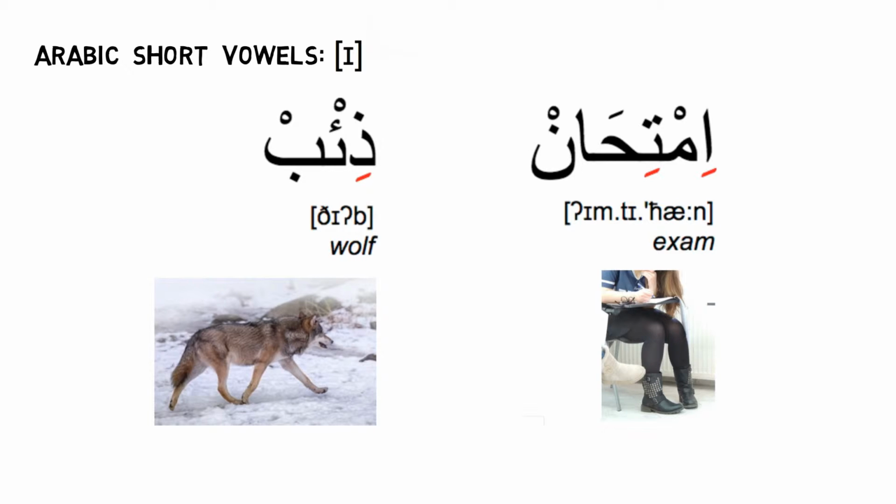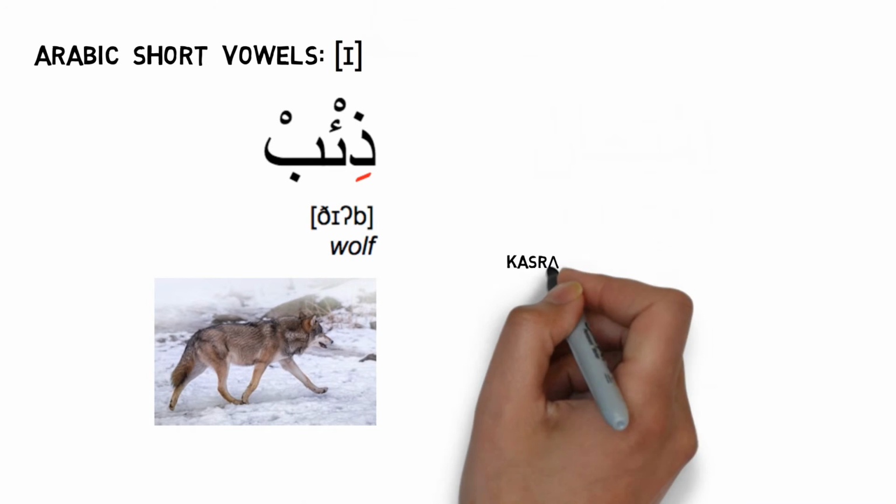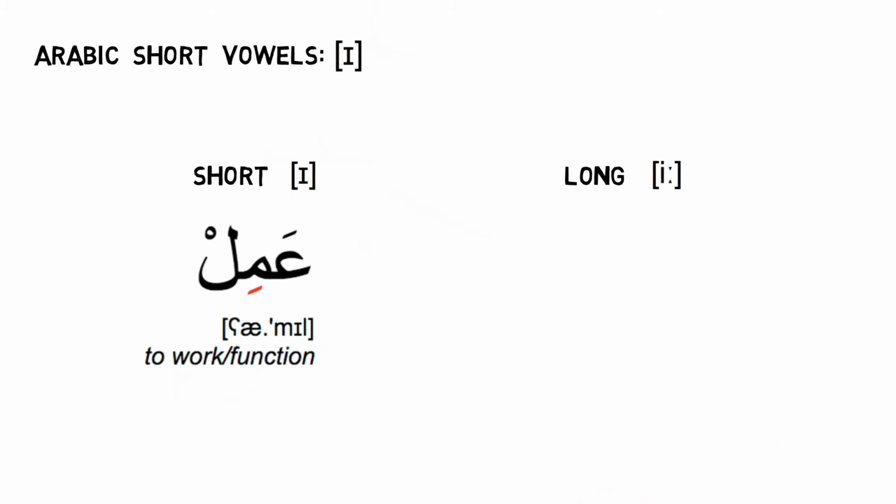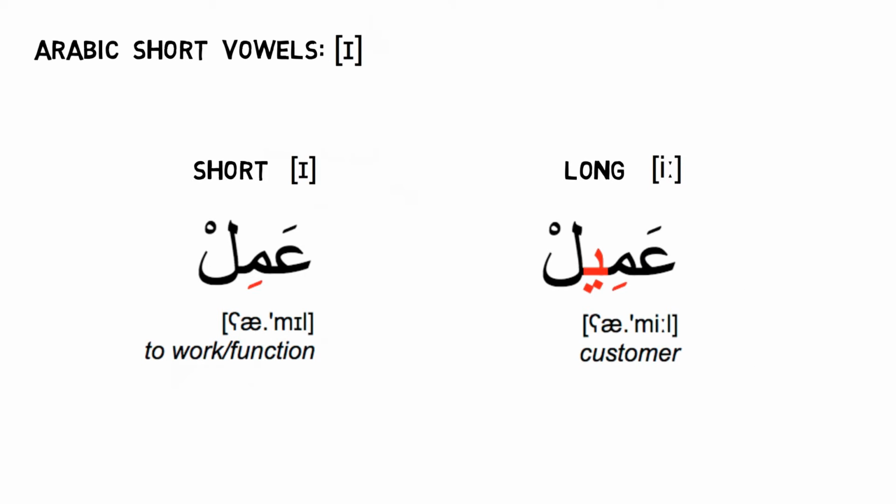In the Arabic writing system, this vowel is marked with a symbol called a kasrah, which you place under a consonant. So here's th and here's dhi'b. If you want to compare the Arabic short I to the long I, you can compare amil and amil.